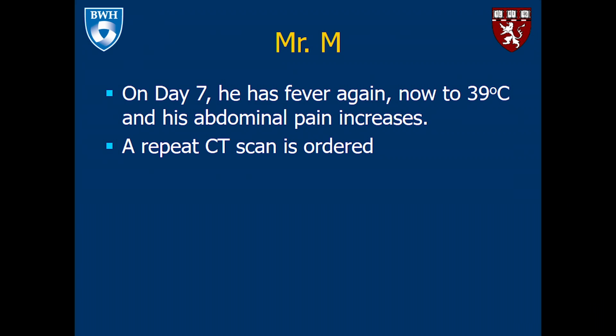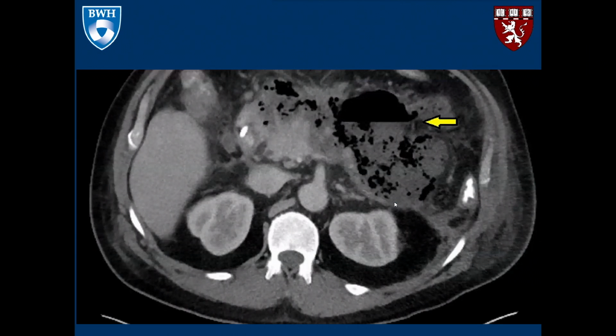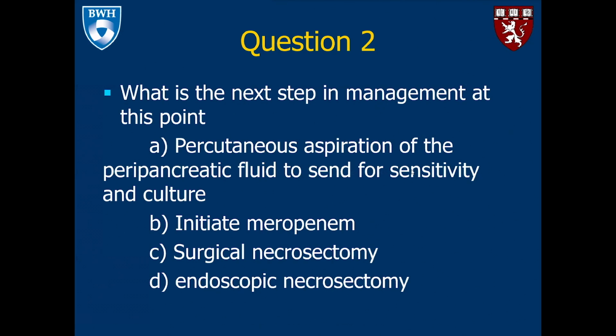On day 7, he gets fevers again, now up to 39. His abdominal pain also increases. A repeat CT scan is ordered, and this is what it shows. At this point, you can see that there's a lot of air throughout the peripancreatic area and the pancreatic bed, and a large amount of air is suggestive of infection. So what is the next step in the management at this point?